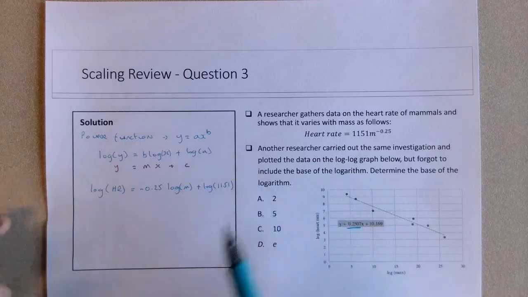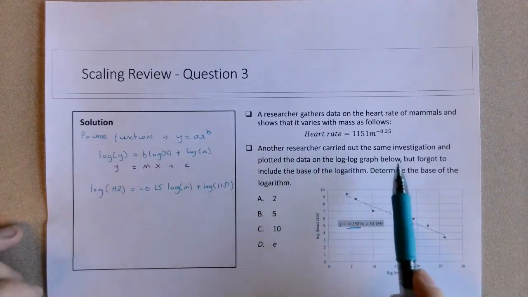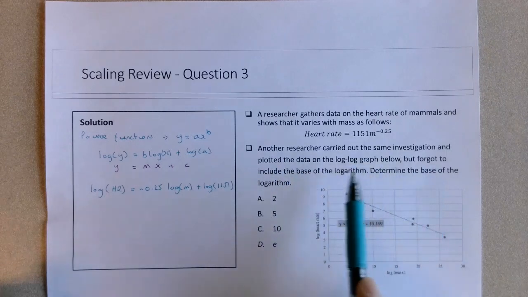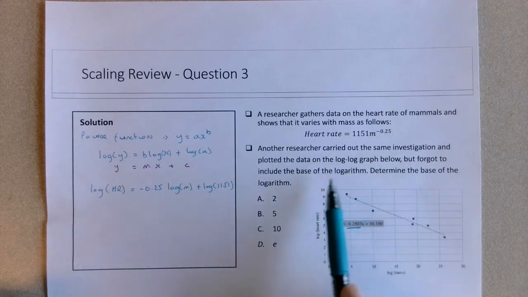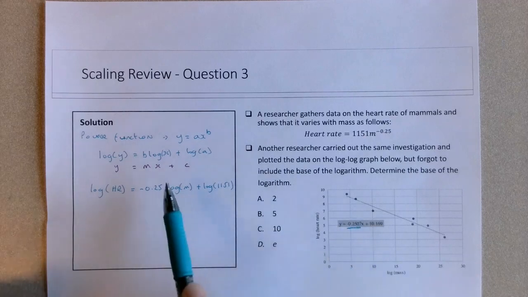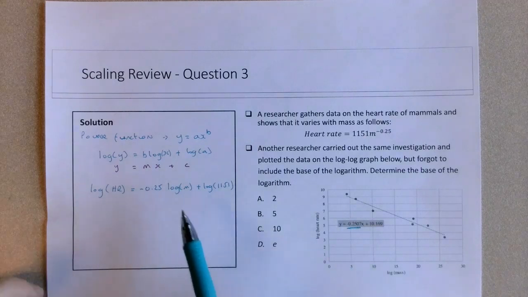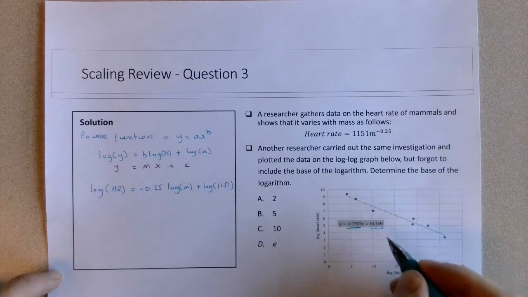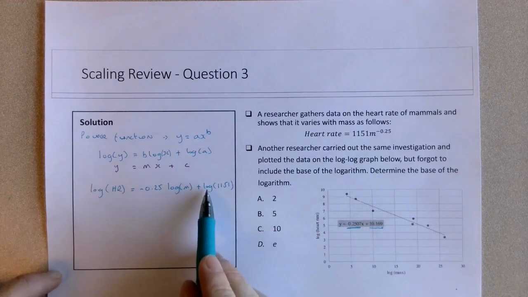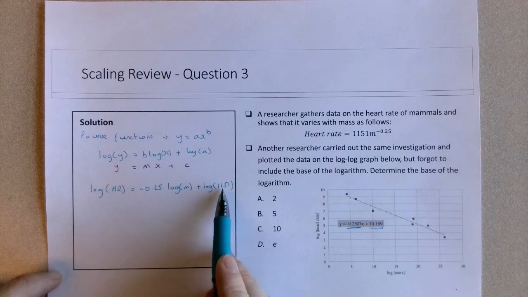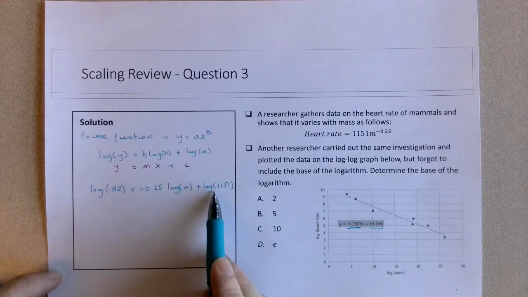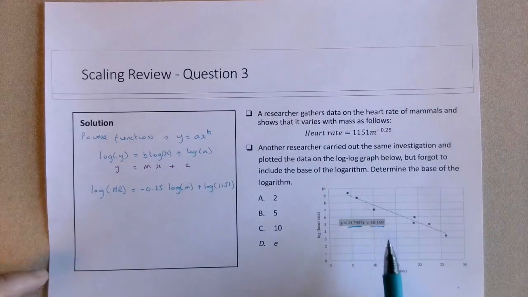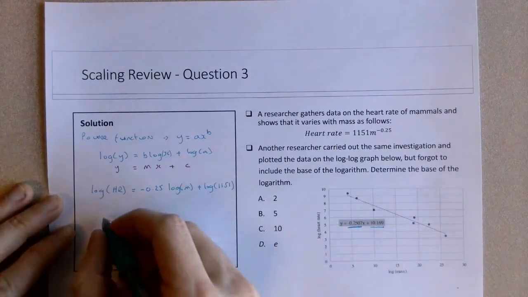So this researcher that's done this experiment has carried out the same investigation, plotted the log-log graph, but forgot to include the base of the logarithm. Determine the base of the logarithm. What will allow us to solve for that is the value of the intercept. So we know that the log, to some unknown base, of 1151 is equal to 10.169. So that's where we start.